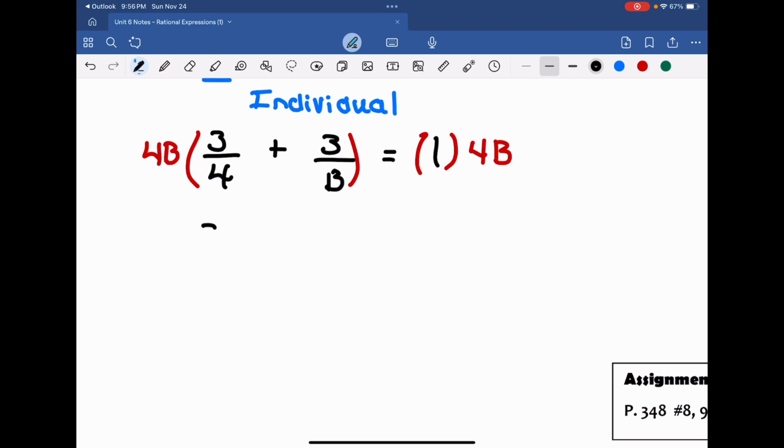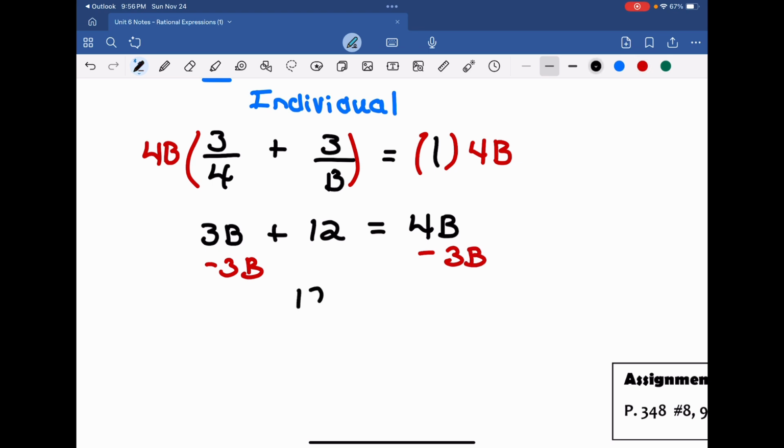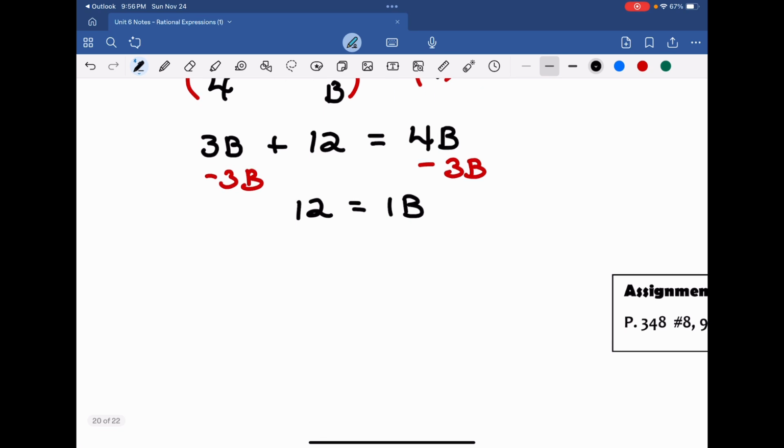Now, 4 divided by 4 will leave us with just the B. This becomes 3B plus 4B over B, which is just 4. 4 times 3 is 12, which is equal to 1 times 4B, which is 4B. If I subtract away the 3B from both sides, as such, there we go. This is going to give us 12, which is equal to 1B. And then therefore, B is just equal to 12.